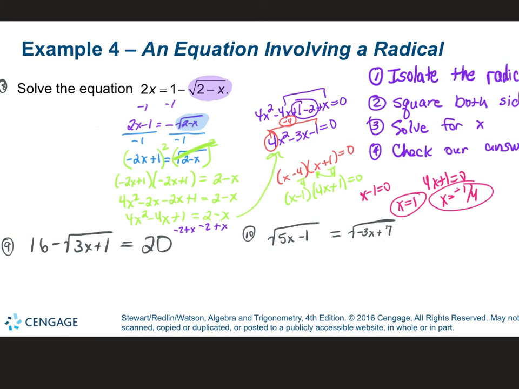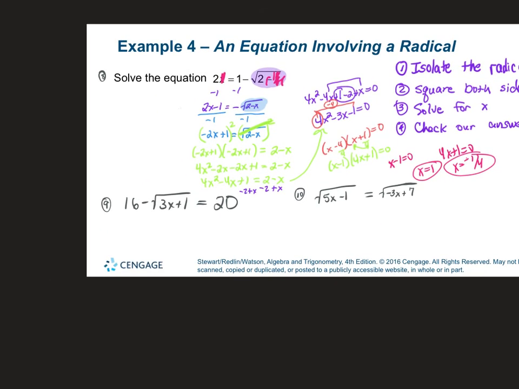Can't take the square root of a what? A negative number? A negative. So we need to plug these two in and just make sure they don't become negative. If I put a 1 there and a 1 there, 2 minus 1 is just going to give me the square root of 1. We're good. If I put in negative 1/4, this would be 2 plus 1/4. We're good to go. Those are both fine.